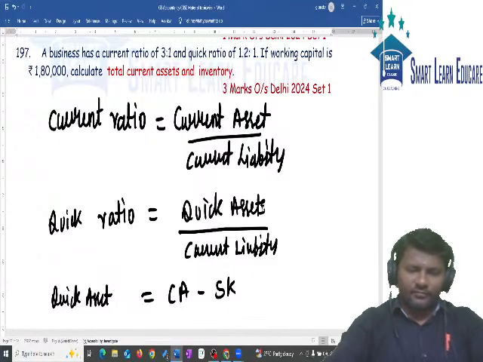What is the answer? You should tell. What is the current asset and what is the inventory?